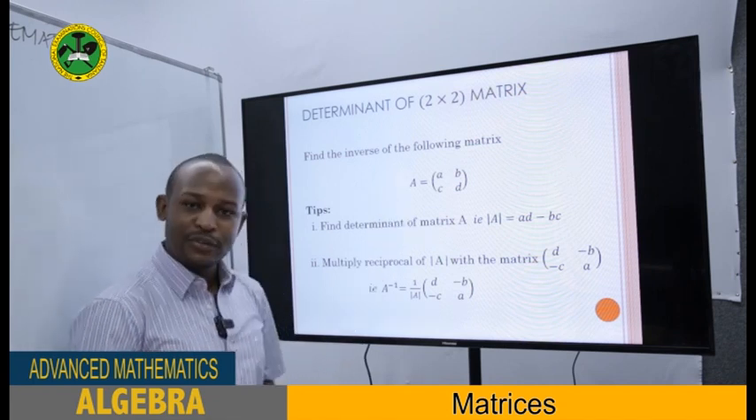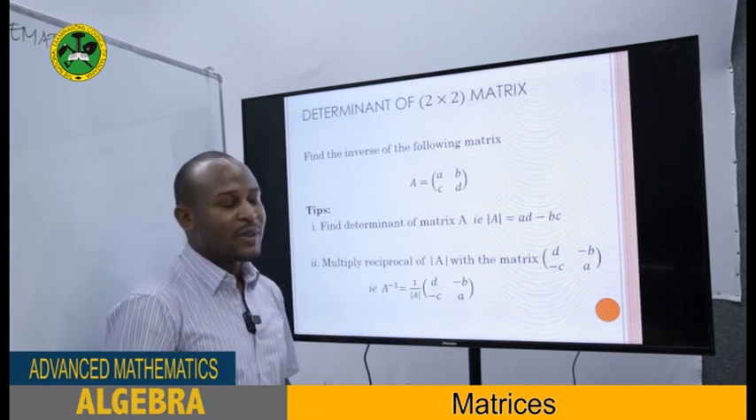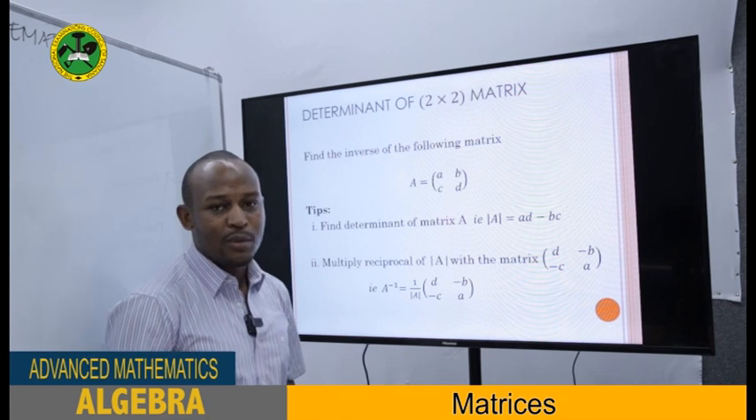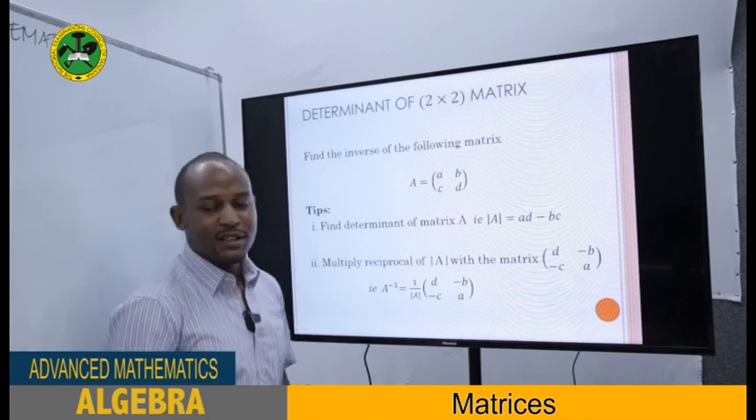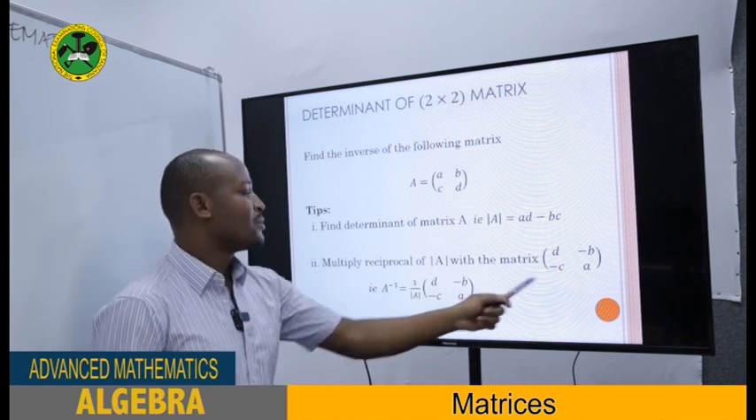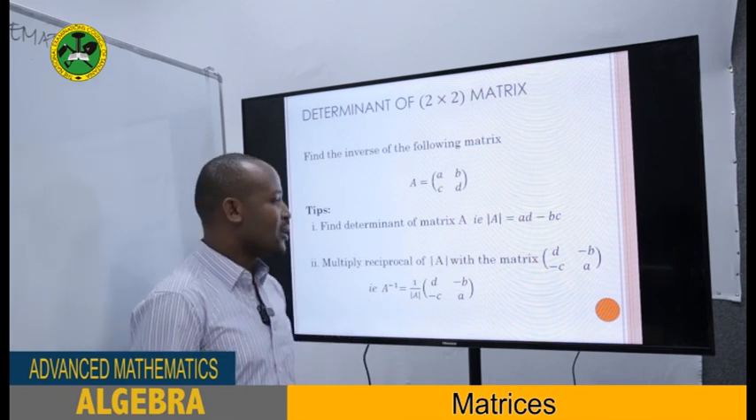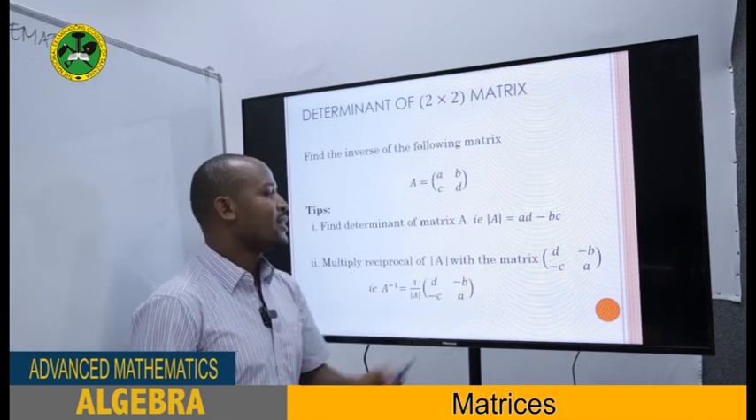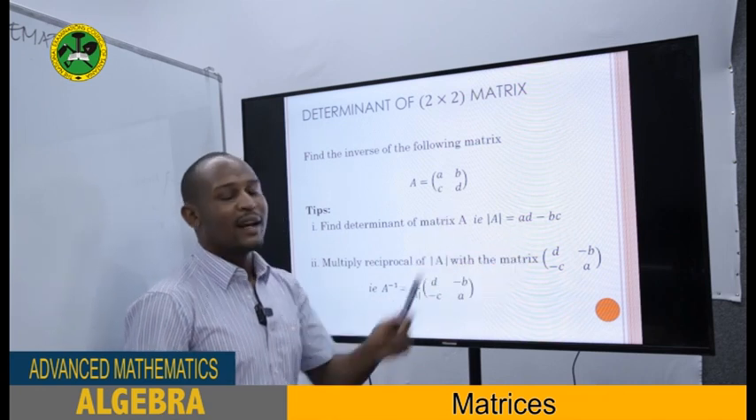Now, in order for you to find the inverse of that matrix, first of all, we must have a determinant. And how do we find the determinant of a 2 by 2 matrix? Let's have the tips there. The tips tell us, first of all, find the determinant, then after that you shall multiply by a certain thing. Now, in order for you to have the determinant of a 2 by 2 matrix, and it is abbreviated like that, you must have the product of the leading diagonal.